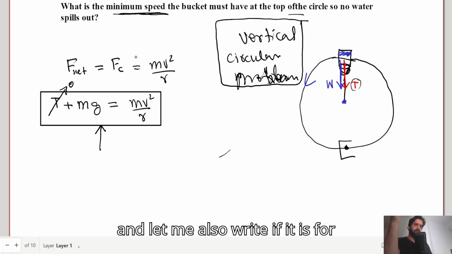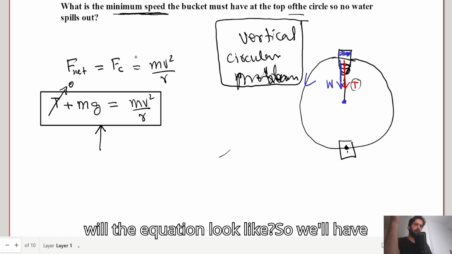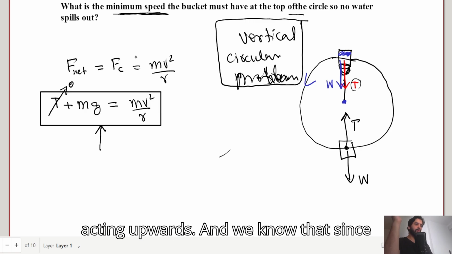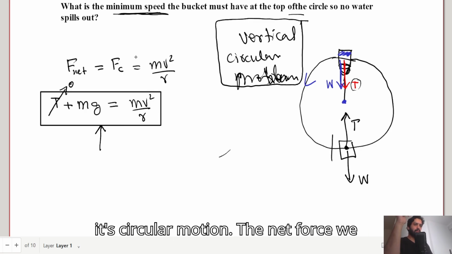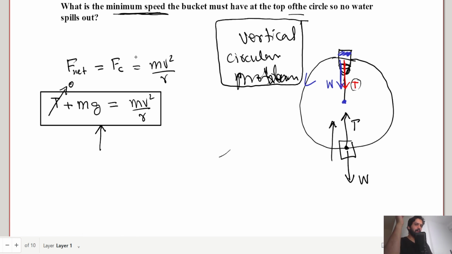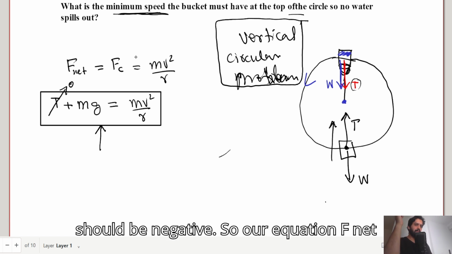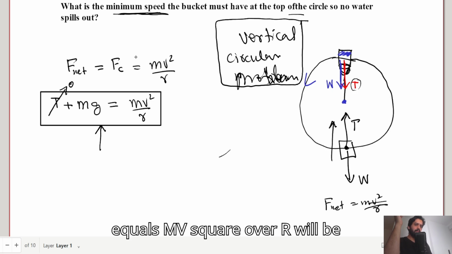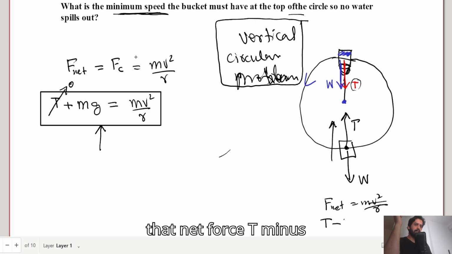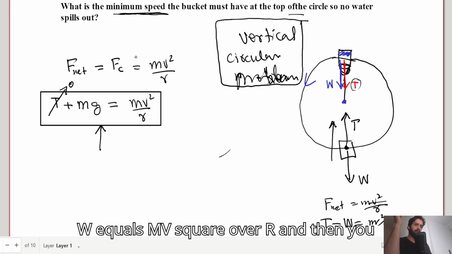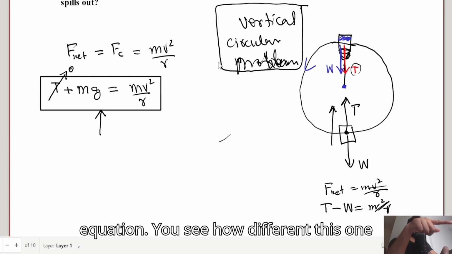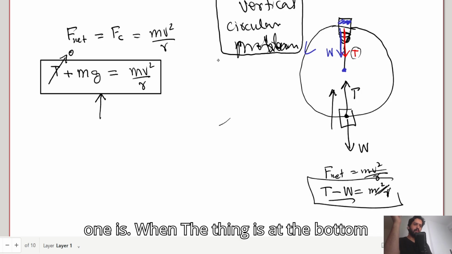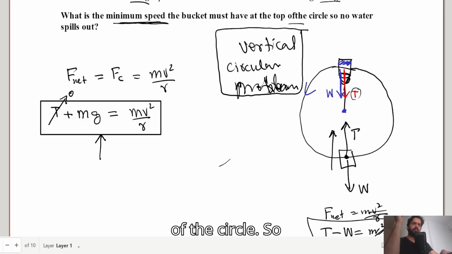And let me also write, if it is, for example, at the bottom of the circle, how will the equation look? So we'll have weight acting downwards and tension acting upwards. And we know that since it's circular motion, the net force we need is towards the center of the circle. So tension should be positive, weight should be negative. So our equation F net equals mv squared over r will be that net force T minus W equals mv squared over r. And then you can solve whatever you want from this equation. You see how different this one is from this one. This is at the top. This one is when the thing is at the bottom of the circle.